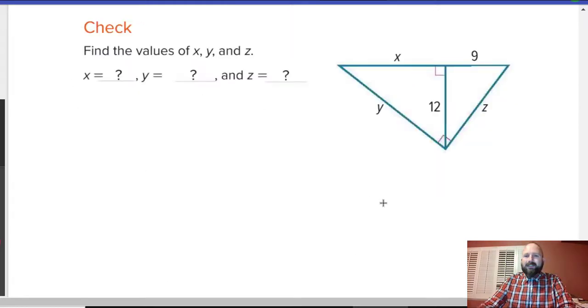All right, guys. So last problem right here, the check. Remember, you're going to create those proportions. Or you can simply understand that you're going to figure out different things on this. So we should probably figure out what is x using the altitude first. Remember that you're going to do the altitude over 9 is equal to x over 12, which is the altitude, and then solve for your problem.